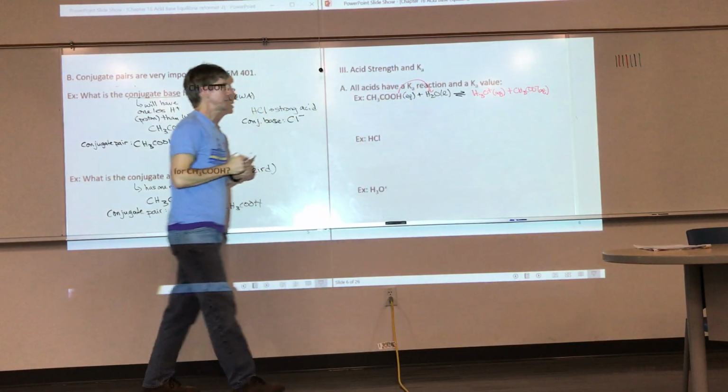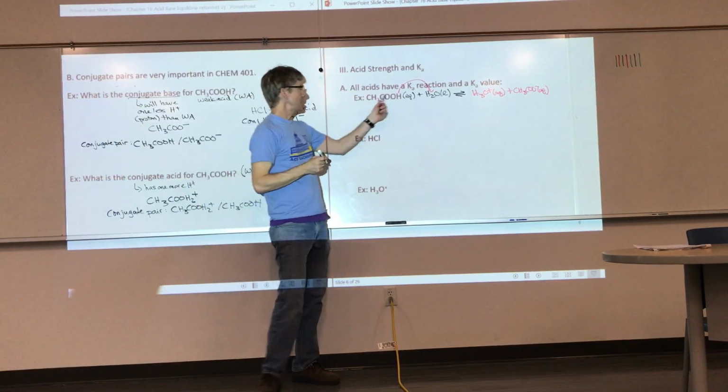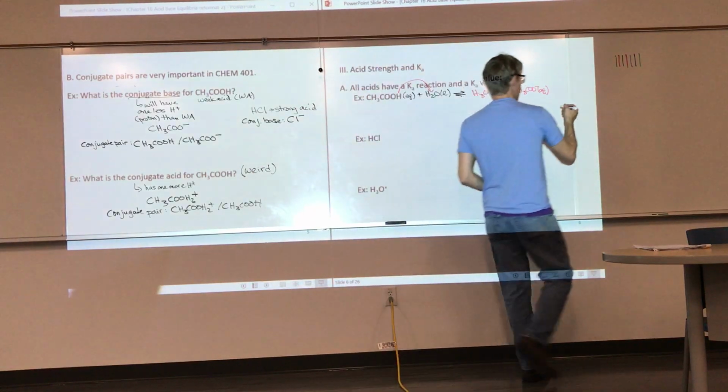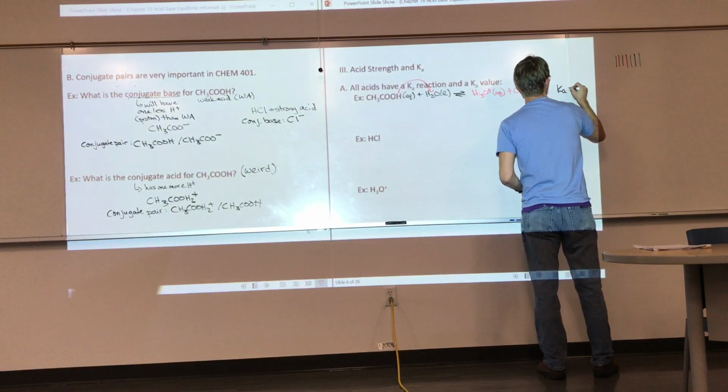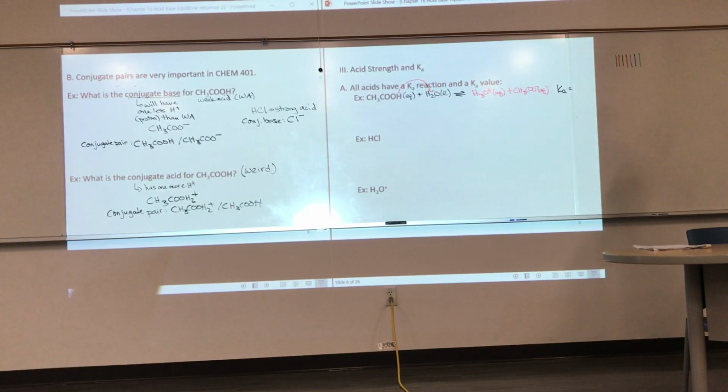We get hydronium plus acetate ion. It says all acids have a Ka reaction and a Ka value. I'm going to write the Ka value over here. Ka values are tabulated on your conversion and equation sheet for all of the acids, so you don't have to know them. You will have to know how to interpret them now, and we'll talk about it.